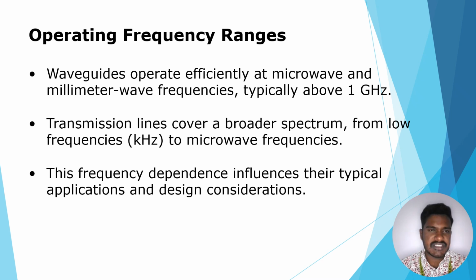Operating frequency ranges. Waveguides operate efficiently at microwave and millimeter wave frequencies, typically above 1 GHz. Transmission lines cover a broad spectrum from low frequencies to microwave frequencies. This frequency dependence influences their typical applications and design considerations.